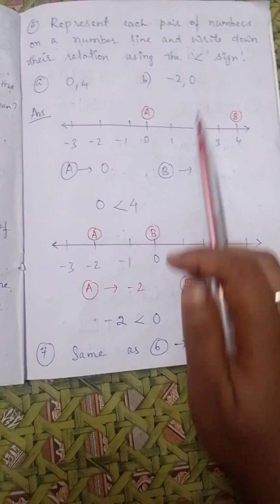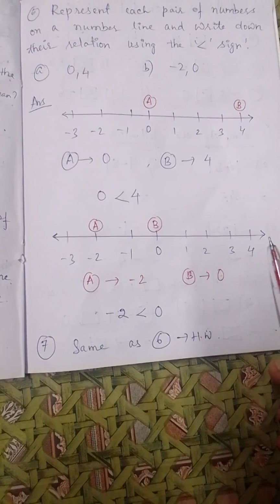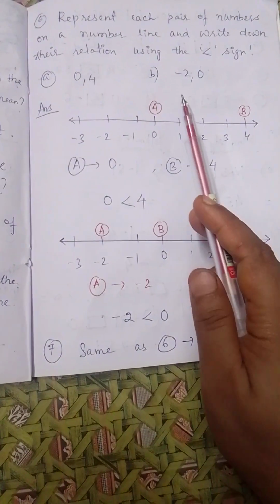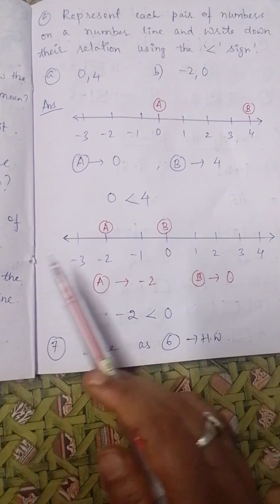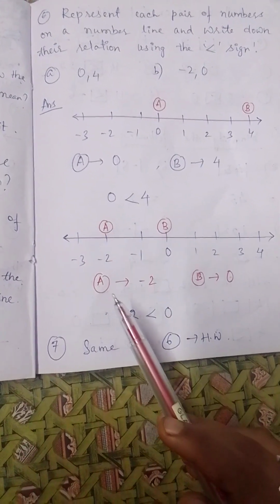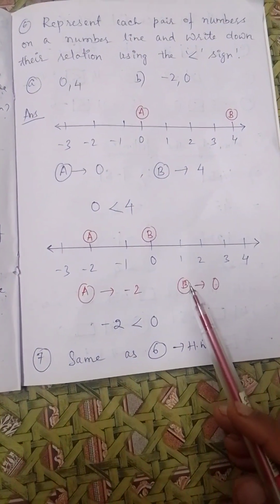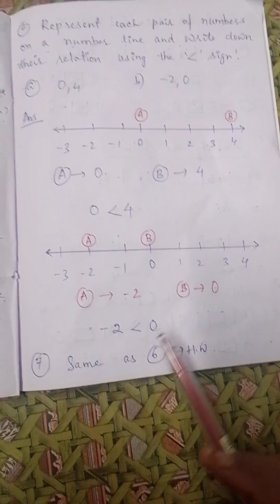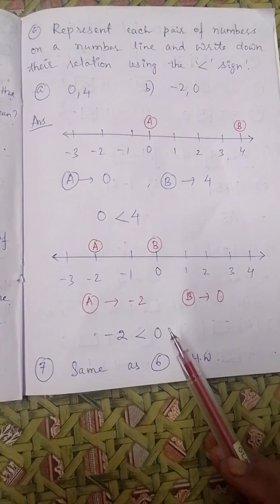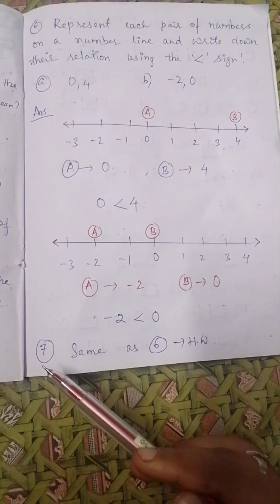The second pair of numbers is -2 and 0. So you show it on the number line. Again you draw the number line. Put 0 in the middle. Right side you put the positive numbers. Left side you put the negative numbers. What is given here? -2. So you have to go to the left side. Which is -2? This one. So I am giving it the name A, representing -2. Okay, and the other number was 0, so you represent B by 0. Now we have to show the relation. So you know -2 is less than 0. 0 is greater than -2.